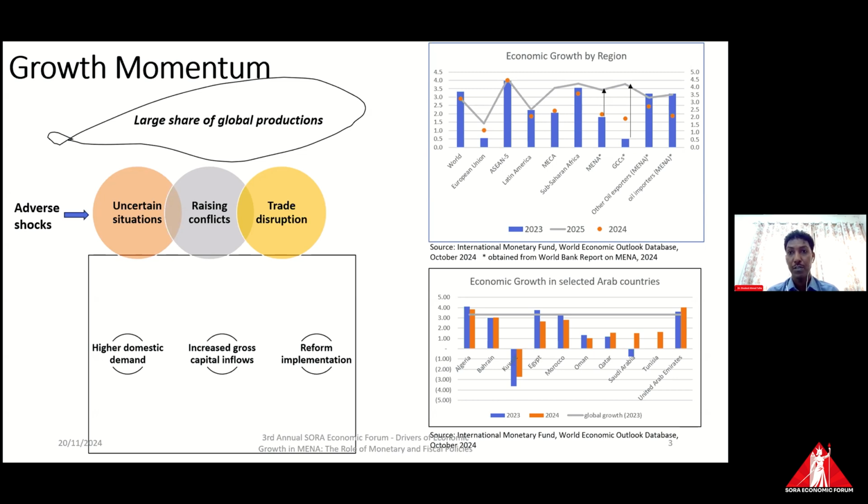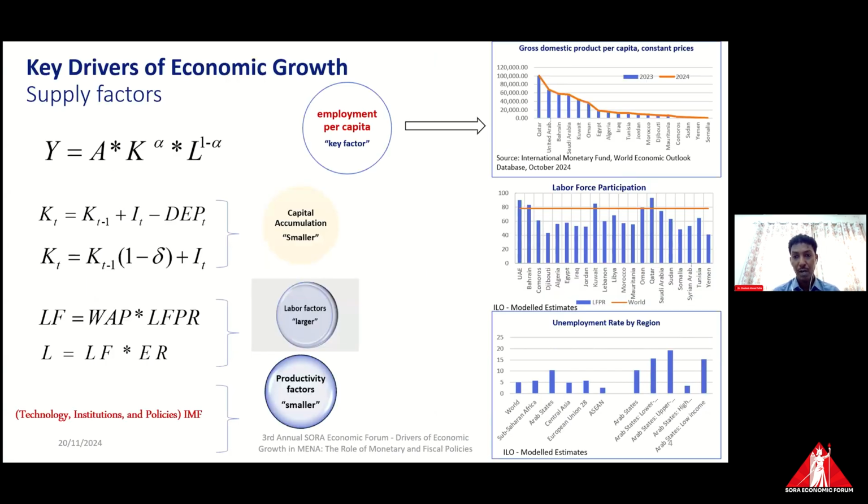And of course, economic growth in the MENA region is supported by robust domestic demand, as well as capital inflows, and some ongoing economic reform programs implemented by MENA economies also have an impact on the enhancement of economic growth. To highlight the drivers of economic growth from the supply side, it is very important to explain the factors that contribute to growth in the region in the long run.